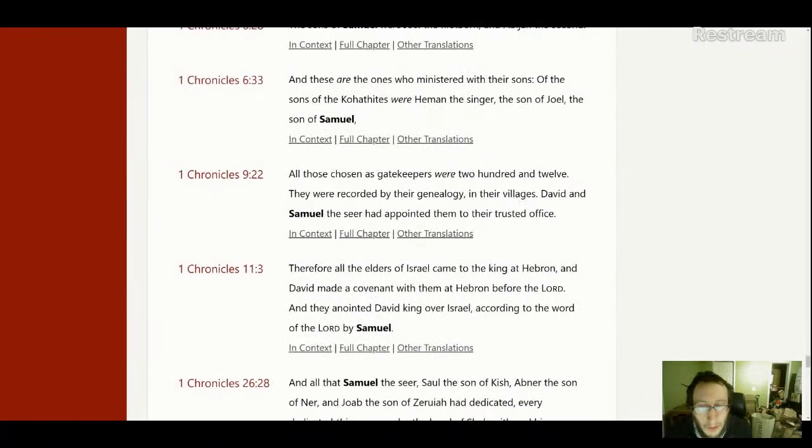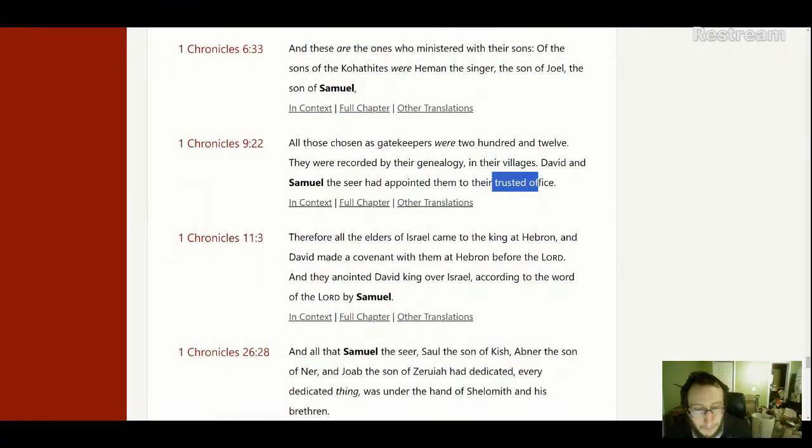Oh, here's one. It says 1 Chronicles chapter 9. Let me share the screen. It says that Samuel appointed people right here. All those chosen as gatekeepers were recorded by their genealogy. David and Samuel the seer had appointed them to their trusted office. Okay, so that's something Samuel did there.